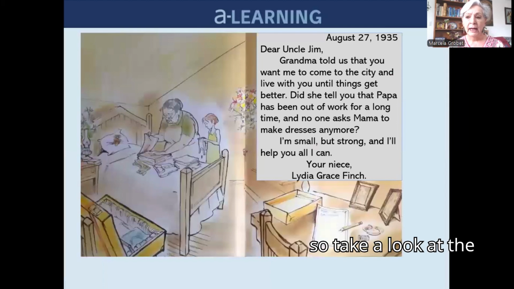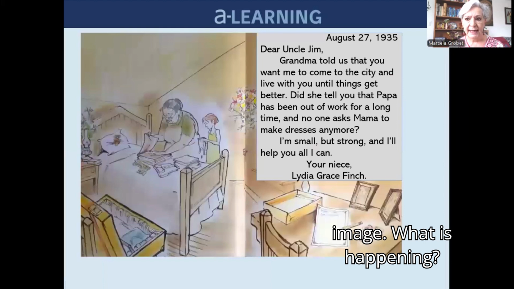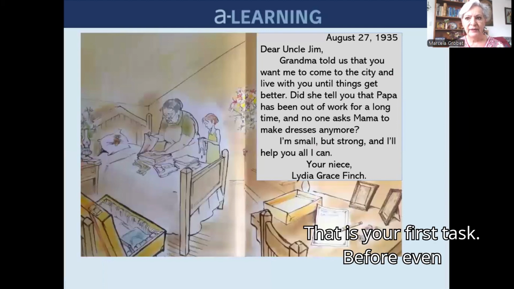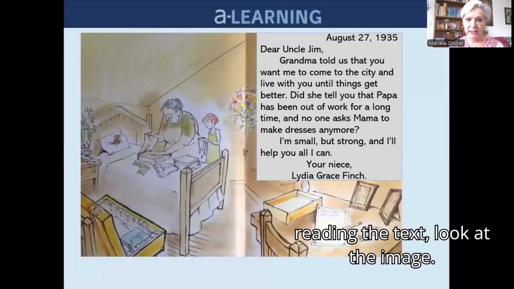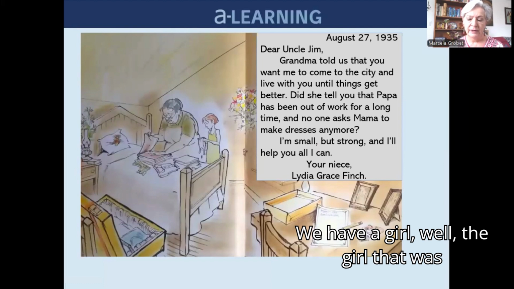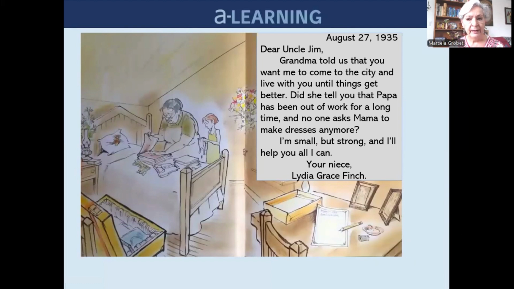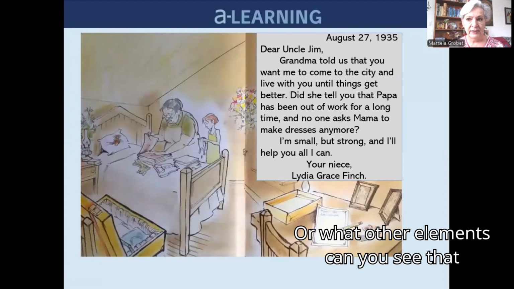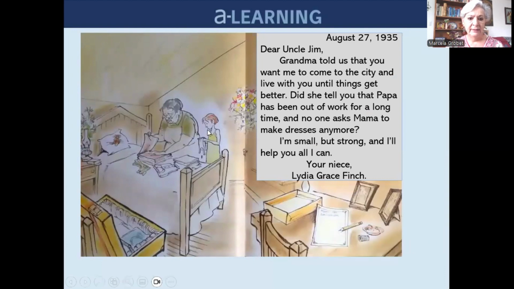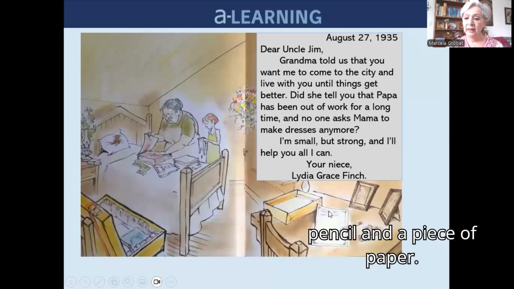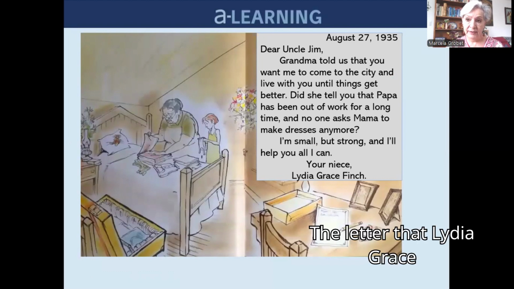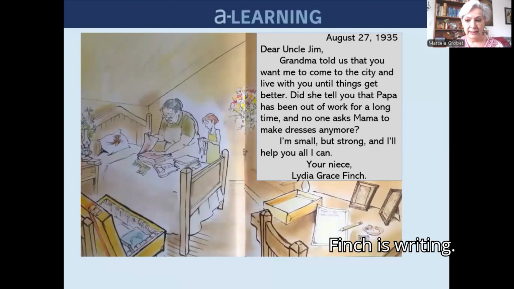Okay, so take a look at the image. What is happening? That is your first task. Before even reading the text, look at the image. We have a girl, well, the girl that was shown previously, and an older woman. What are they doing? What furniture can you see? Or what other elements can you see that are important? It looks like they are folding clothes. There's a suitcase over here. There's a table with a pencil and a piece of paper, the letter that Lydia Grace Finch is writing.